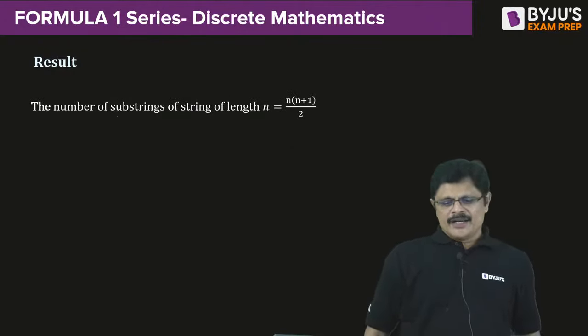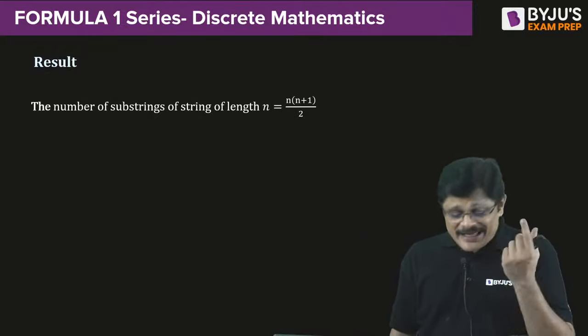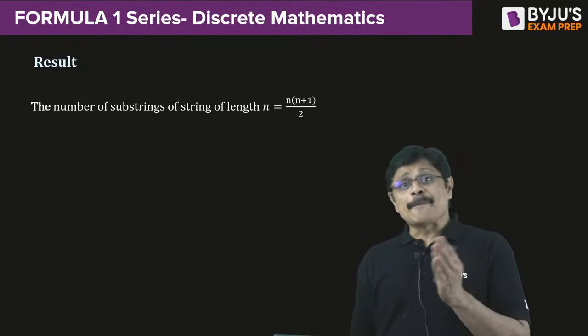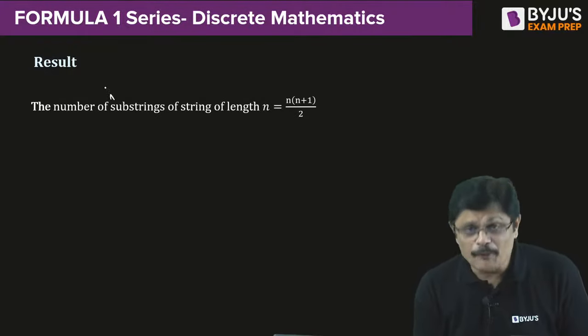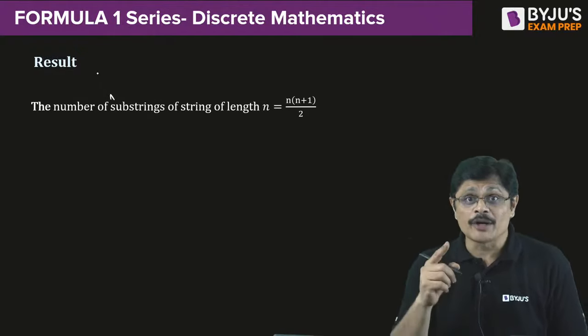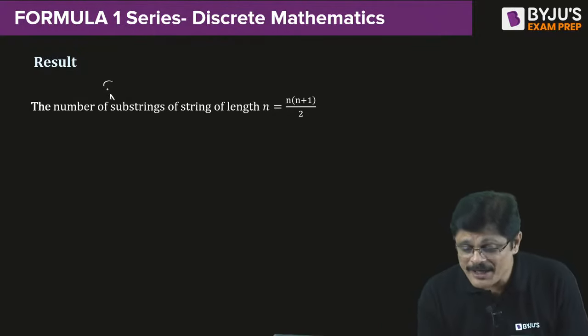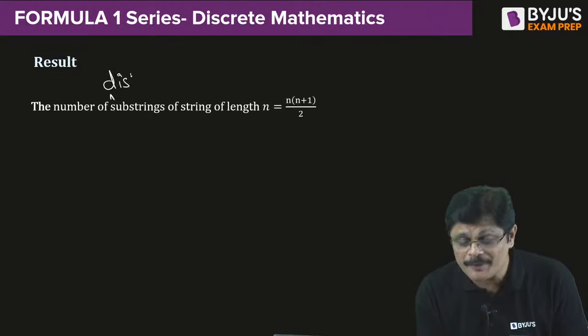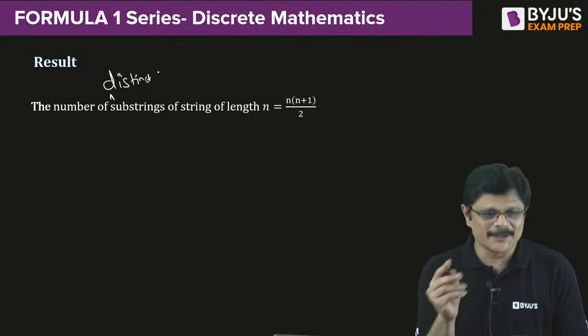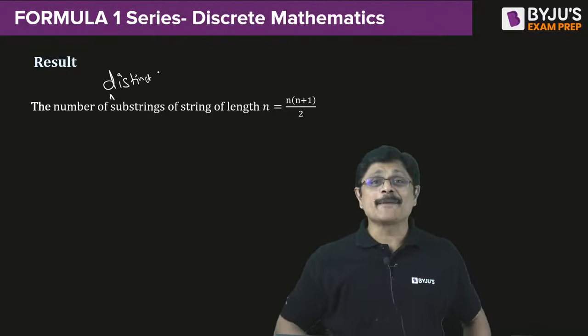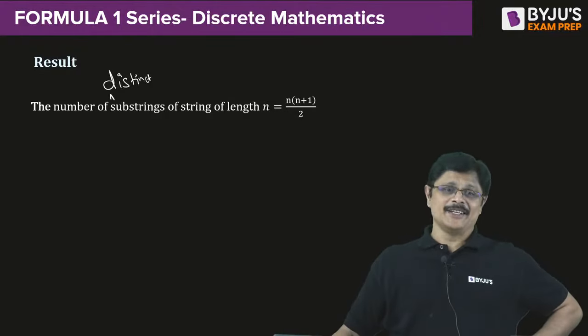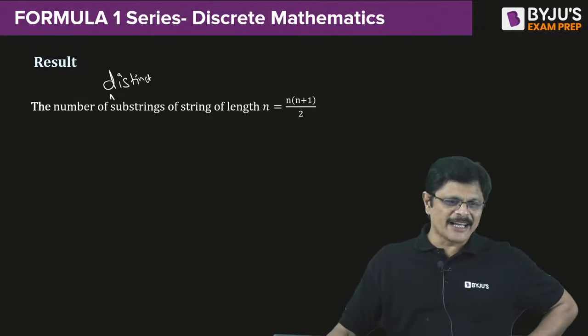Now look here. Number of substrings, or sometimes people also call them subwords. Of course, again we have to be careful with Nishu Kumar. We have to mention distinct, otherwise he will not accept. Number of distinct substrings of length n. How many substrings or subwords of length n are there?